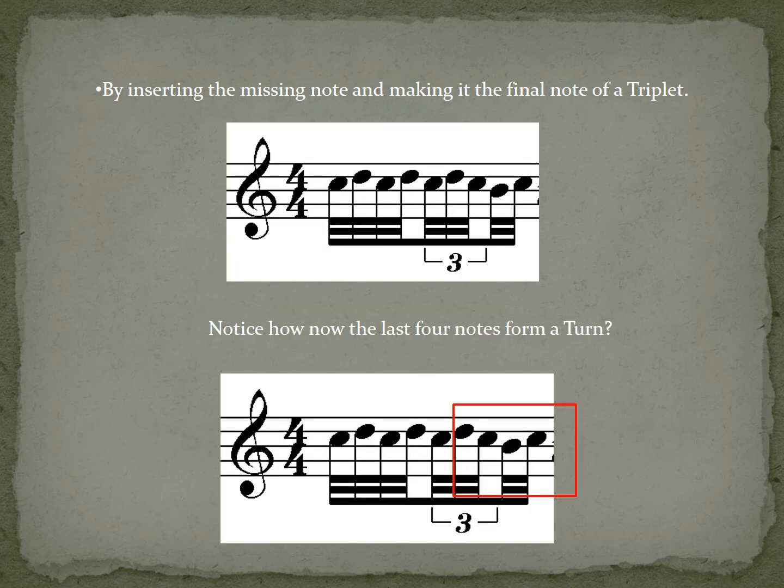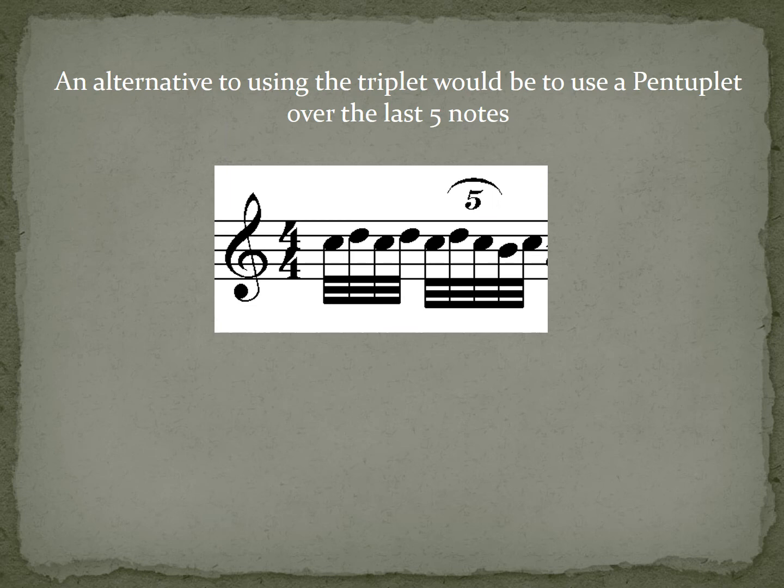All we do is insert the missing note and make it the last note of a triplet. Notice now how the last 4 notes form the turn. We've managed to squeeze that note in without adding to the value, because the triplet is 3 in the time of 2. So we've still got the 8 demi-semiquavers. We've also obeyed the rule of the written note and the note above in rapid succession, ending in a turn. Of course, the alternative to using the triplet was to insert the missing note to make 5, but then use a pentuplet, a number 5, over the last 5 notes, which gives you 5 notes but in the time of 4.